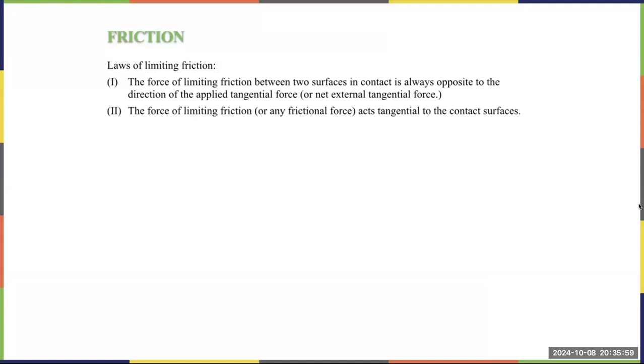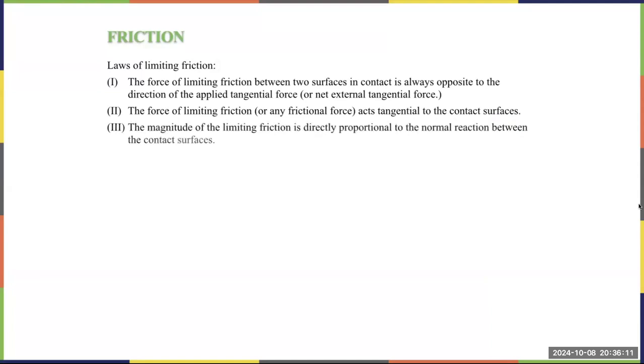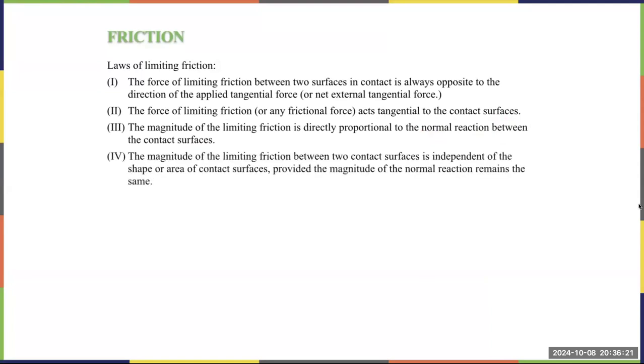So these are the facts about friction force, which is always opposite to the direction of the motion applied. And this limiting force acts tangential to the contact surfaces, meaning parallel to the surfaces. The magnitude of limiting friction force is directly proportional to the normal reaction between the surfaces in contact, as I mentioned earlier. So it does not matter what the contact surface area is.